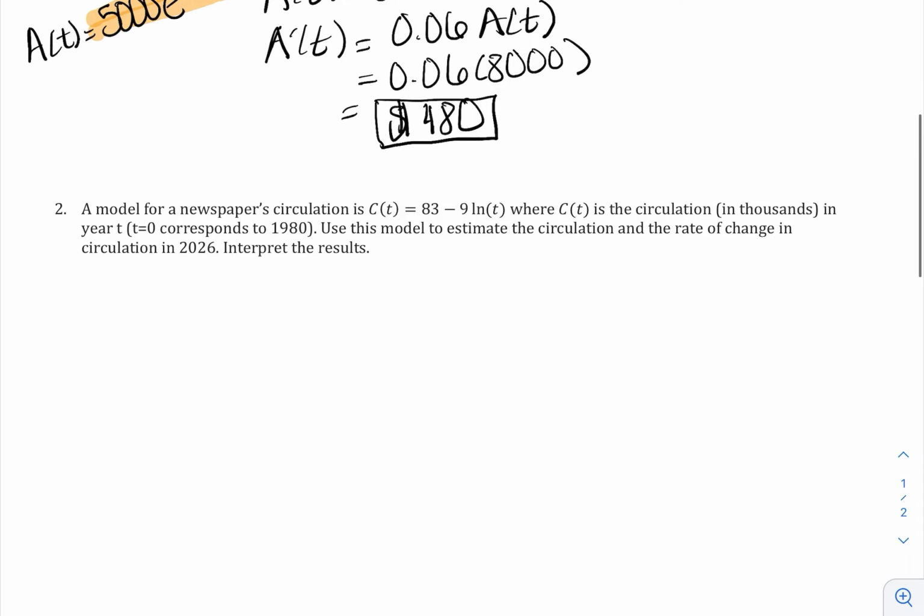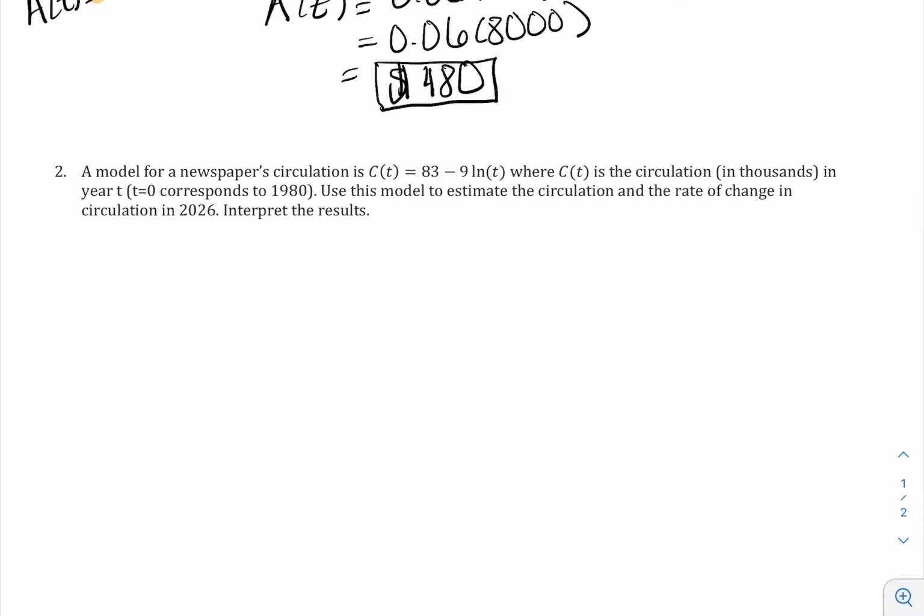All right, one more. A model for a newspaper circulation is C of t is equal to 83 minus 9 ln of t, where C of t is the circulation in thousands in year t. T equals 0 corresponds to the year 1980. Use this model to estimate the circulation and the rate of change in circulation in 2026.